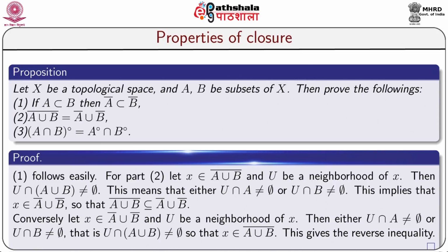So closure of A union closure of B is contained in closure of A union B. Conversely, let x belong to closure of A union closure of B, and U be an open set containing x. Then either U meets A or U meets B. That is, U must meet the union of A and B. So x is a limit point of A union B. So this gives the reverse inclusion.